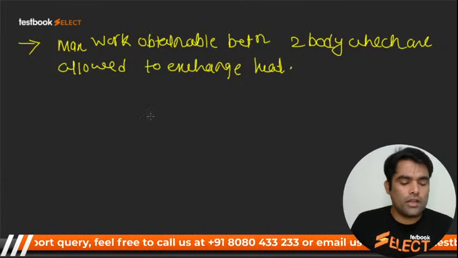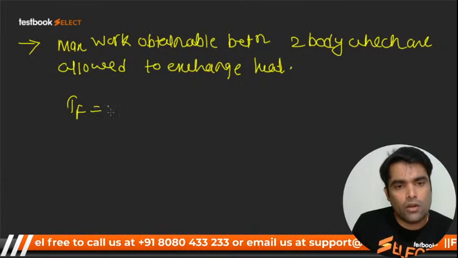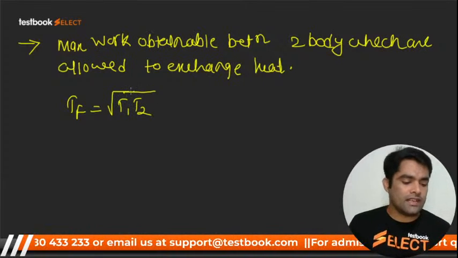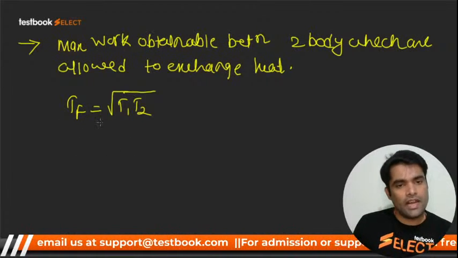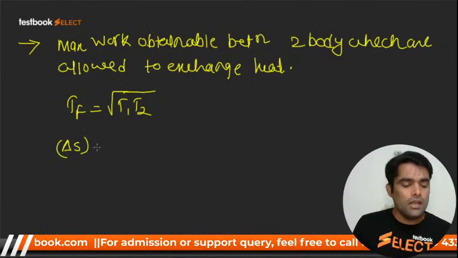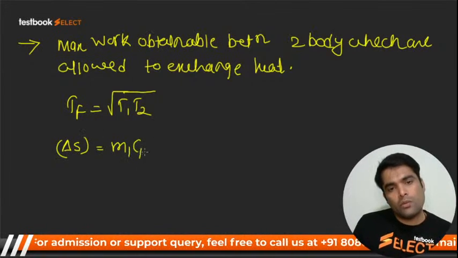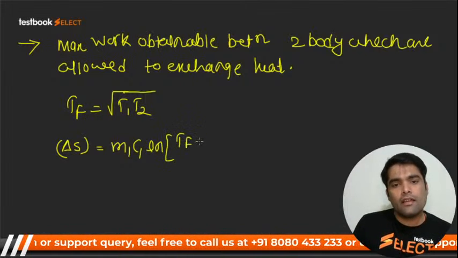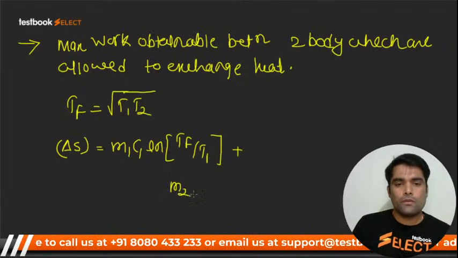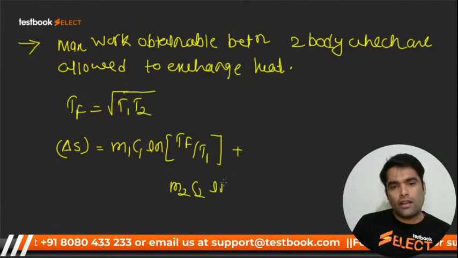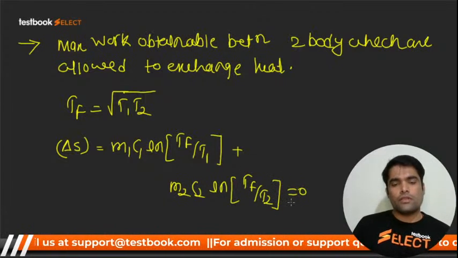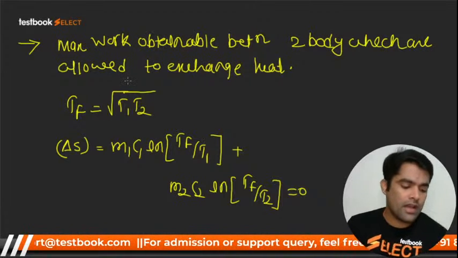Okay, so I want to tell you, here what will TF be? Under root, that is geometric mean. And what will be the delta S? Delta S will be the same. It is cyclic. So your answer will be what, my dear? Delta S is equal to M1 C1 ln of TF by T1, right? Plus M2 C2 ln of TF by T2 is equal to 0 because it's a cyclic device. Okay, I hope you got it.